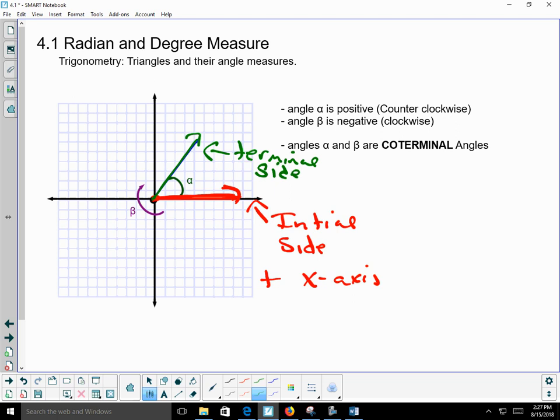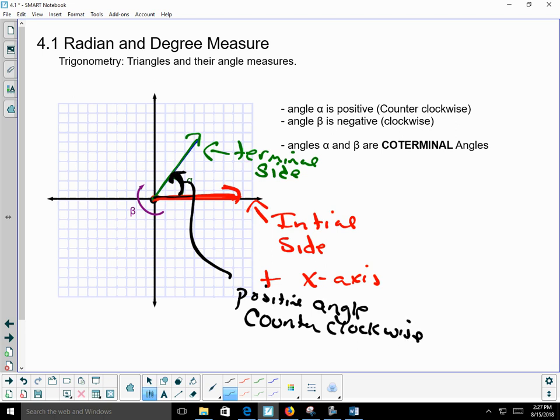Then I have this angle alpha, which when I draw it, starts at the initial side and goes up. So it is going counterclockwise. When I draw angles in trig, I have to make sure that I have this directional arrow to show me which way my angle is going, because I'm not sure if I went this way or the other way. So this black angle is going to be a positive angle because I went counterclockwise.